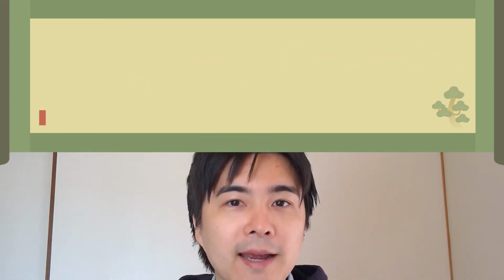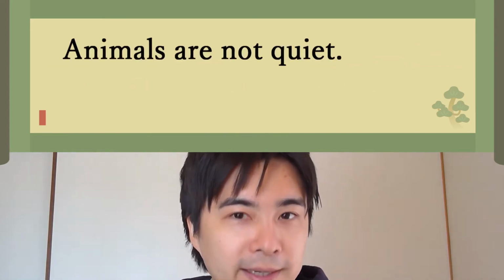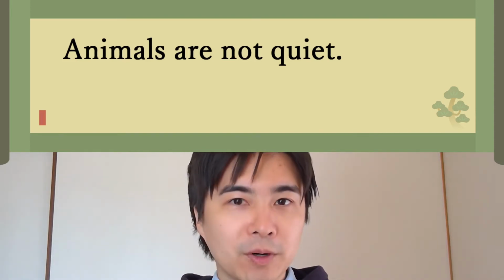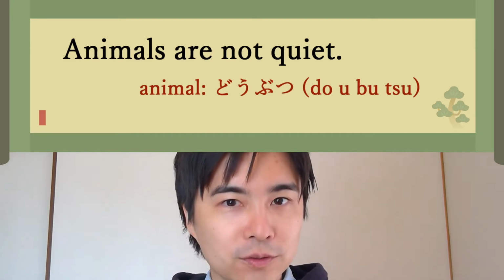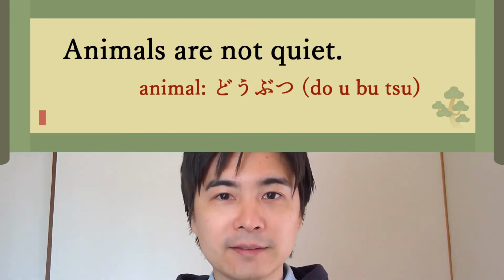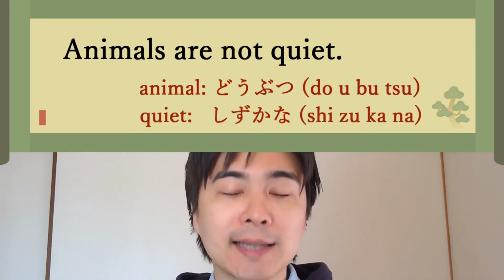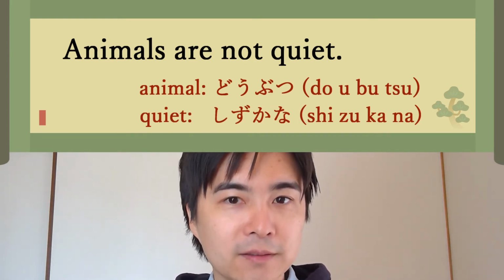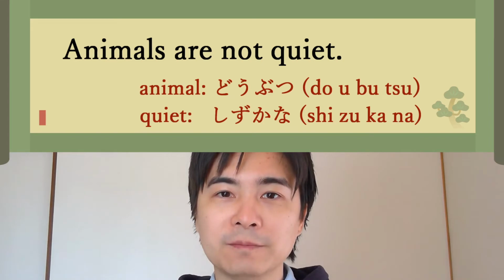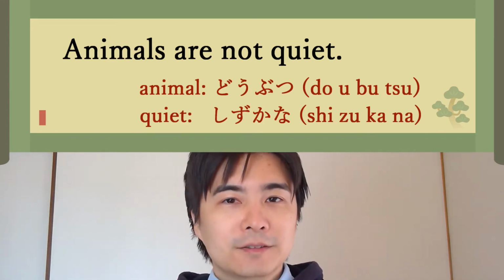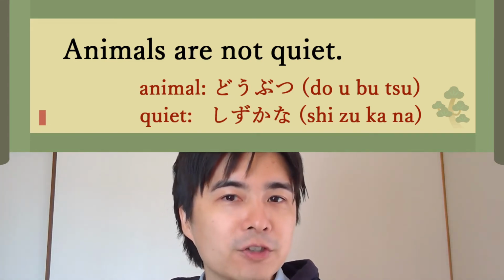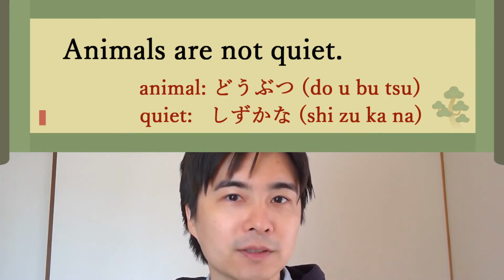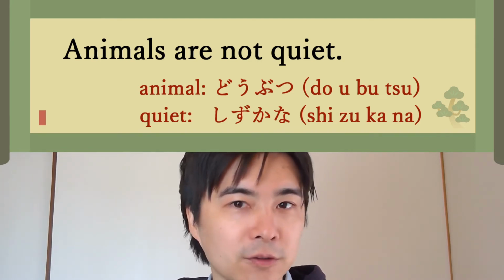How do you say animals are not quiet? To give you some hints, animal is 動物 and quiet is 静かな. So how do you say animals are not quiet? If you want to think for a while, please stop this video. So I think we should make an affirmative sentence before making a negative sentence because an affirmative sentence is easier to make.